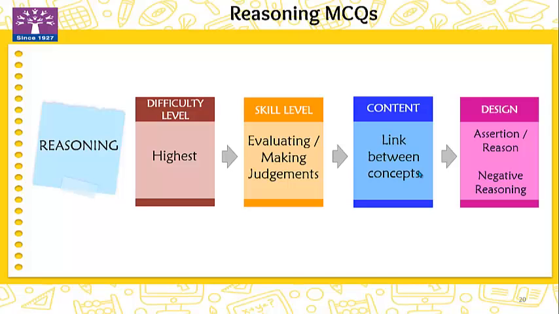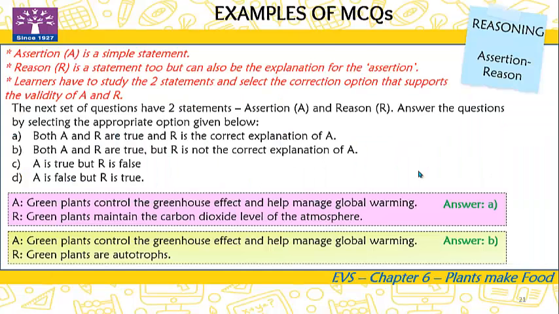Assertion reason and negative reasoning are two MCQ types that fall under this category of reasoning MCQs. Let's understand what they are. Let's first talk about assertion reason questions. So in an assertion reason MCQ, two statements are given. An assertion statement, let's call it A, and a reason statement, let's call that R.